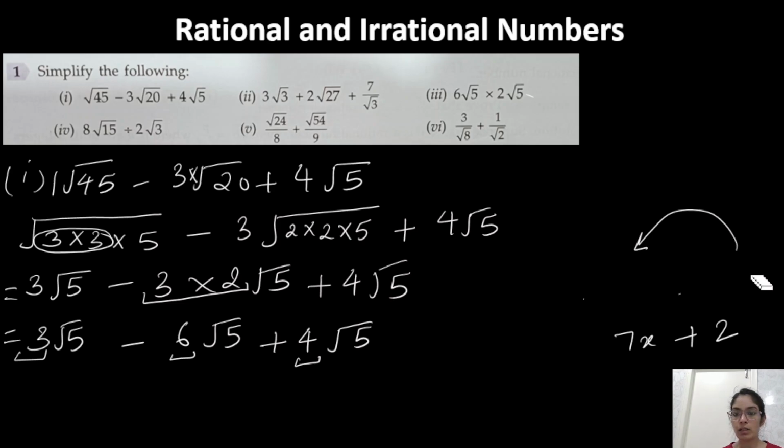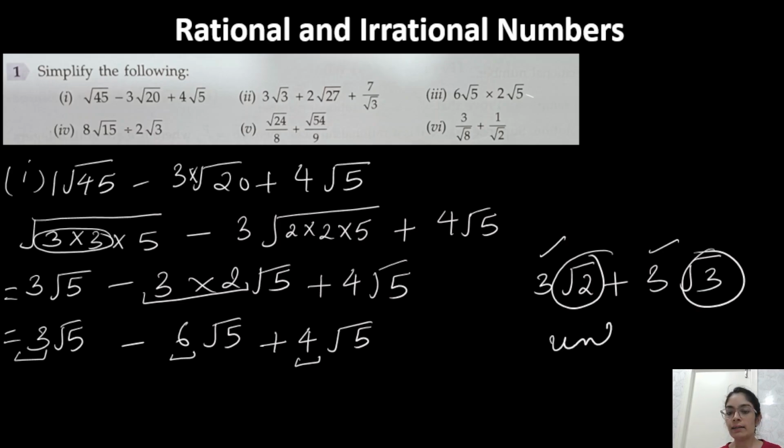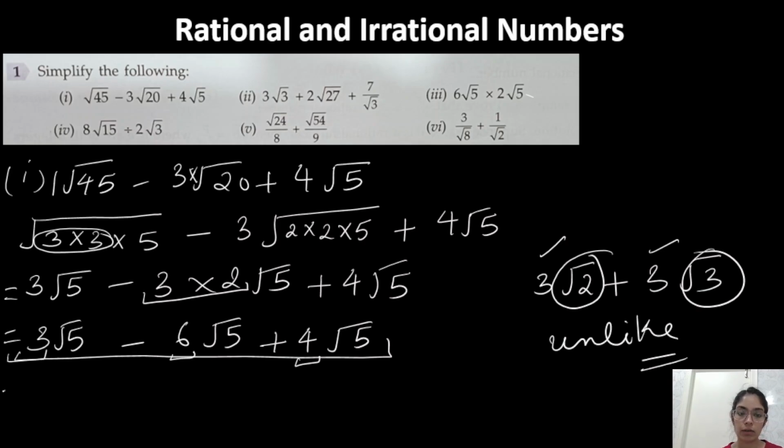Similarly, if a square root is there with any number, suppose I have 3 root 2 plus 3 root 3. With this 3 I have square root of 2 and with this 3 I have square root of 3. So we will not be able to add them because these are unlike terms. But here we have all like terms, so we can add or subtract them. Only the normal numbers, like 3 minus 6 plus 4, we can add or subtract accordingly and write root 5 along with it.